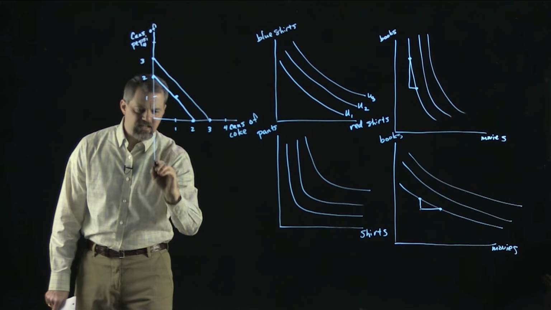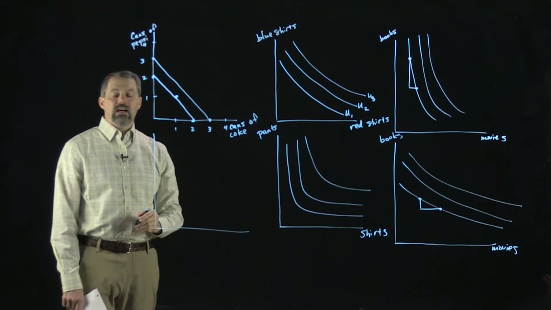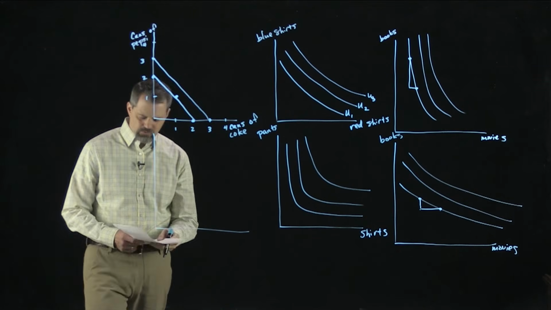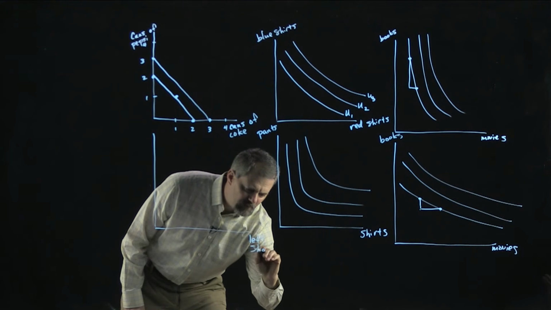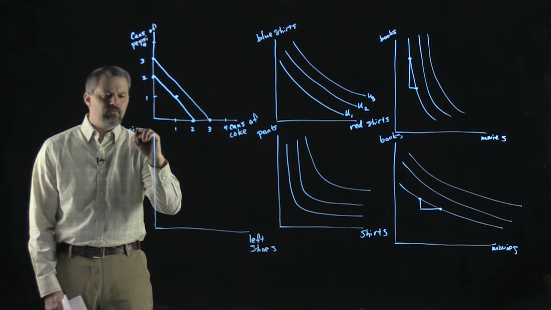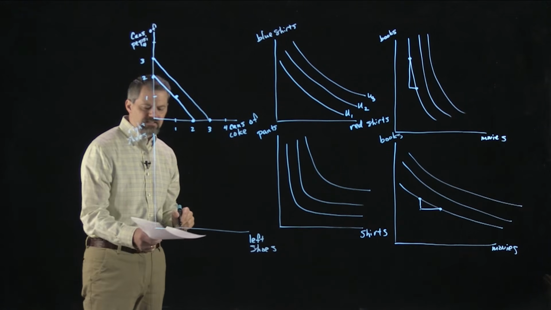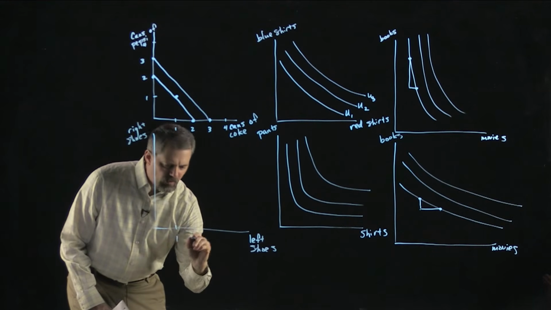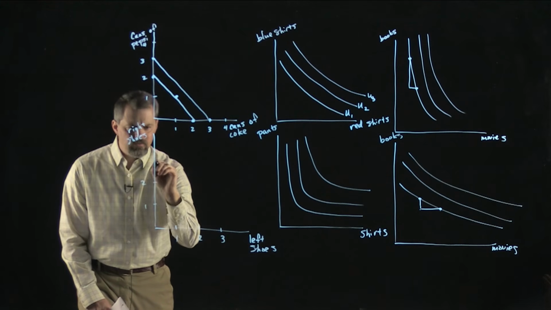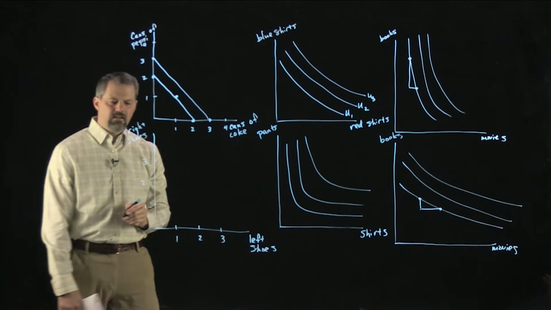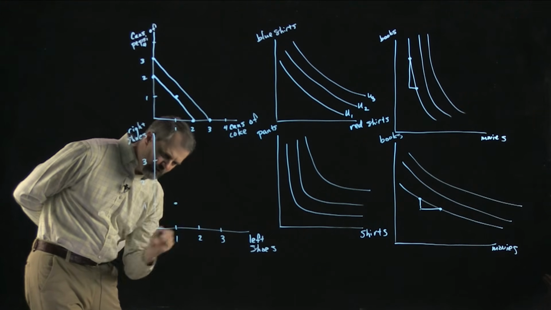In the case of perfect complements, let's think about, say, left shoes and right shoes. Those are examples of perfect complements. Left shoes and right shoes. And let's again number it: 1, 2, 3, 1, 2, 3. Let's consider a pair of shoes, 1 left shoe, 1 right shoe. 1 pair of shoes is right there.